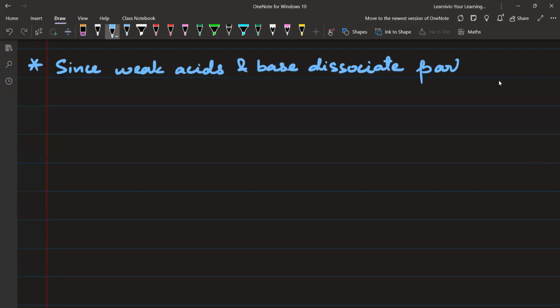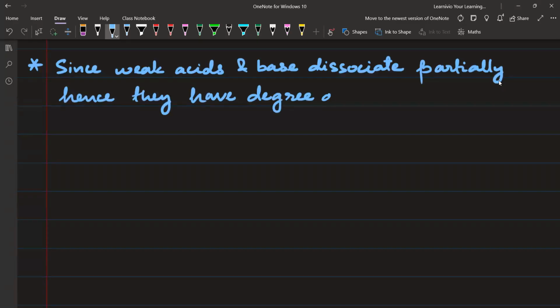dissociate partially, hence they have degree of dissociation. What is the meaning and how do you understand degree of dissociation? For example, degree of dissociation is shown by alpha, by the way.